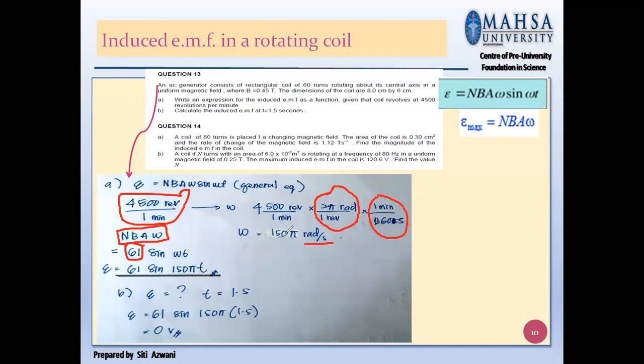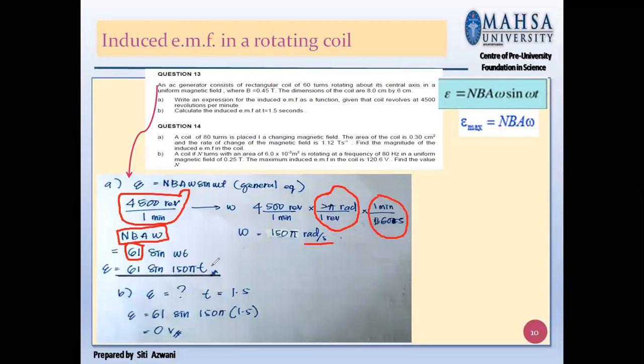Okay, 150π. Or you can solve 150 times the radian. Also you can write in terms of the value, or you can write in terms of the pi here. So E is equal to 61 sine 150 pi t. The expression of the induced EMF as a function of the time.